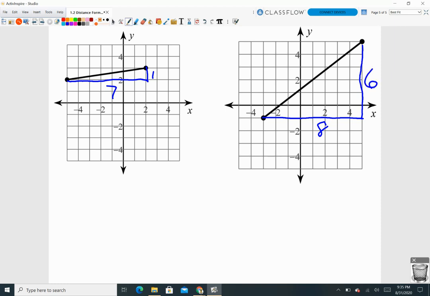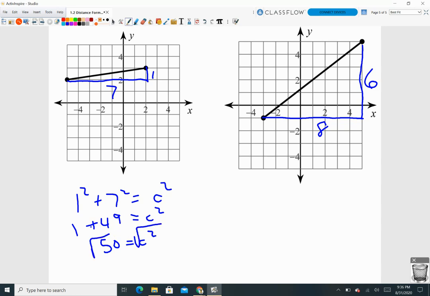It's basically what you did the other day. You just have to do a little bit more work to come up with your vertical and horizontals on your own. Don't forget to take those square roots at the end.